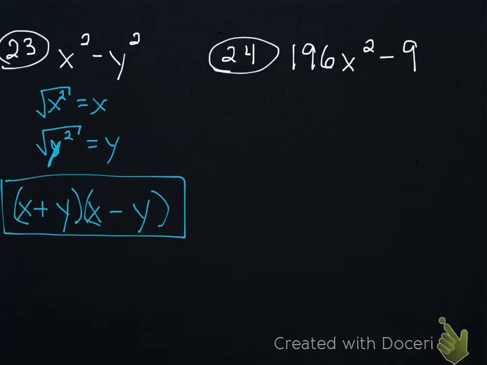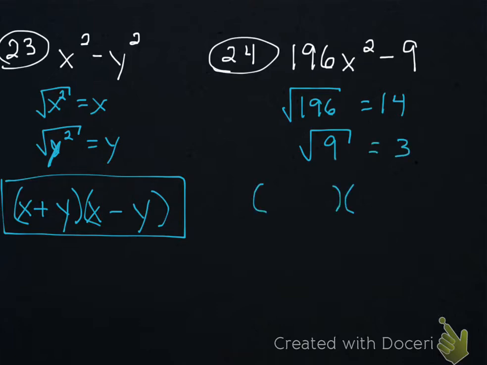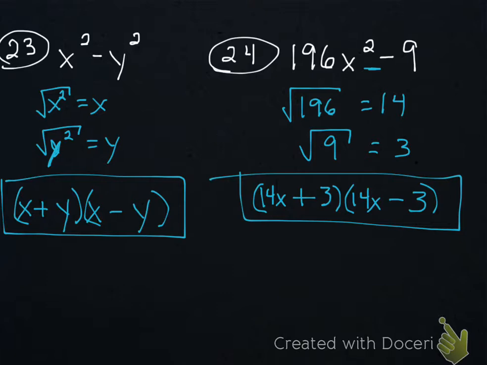The perfect squares and the subtraction sign give it away. The square root of 196 is 14. The square root of 9 is 3. Write the parentheses. The 14 goes at the front with the x, because that's where the 196 was located. The 3 goes at the end where the 9 was located. The signs are opposite because the middle term is 0. So my factored form is 14x plus 3, 14x minus 3.